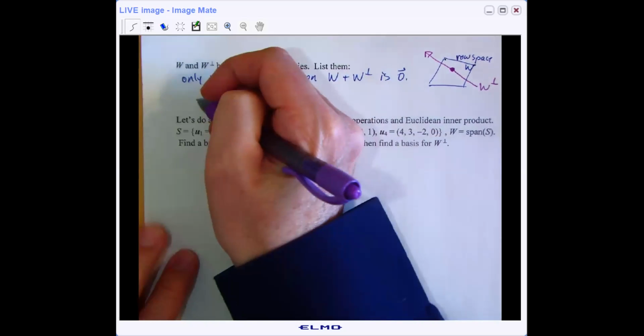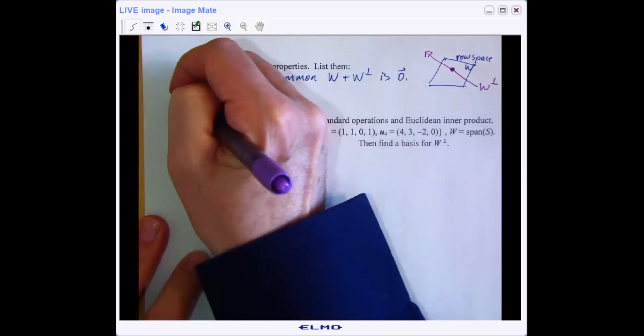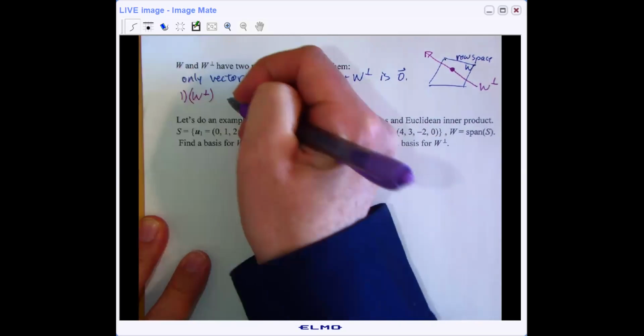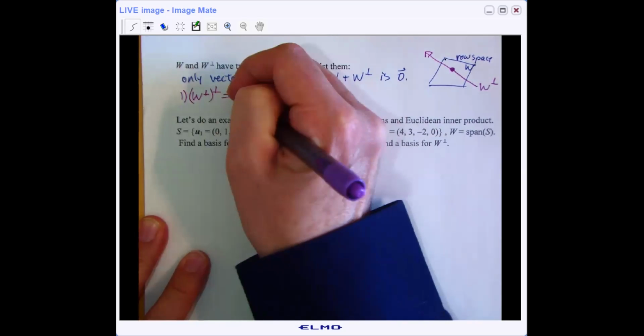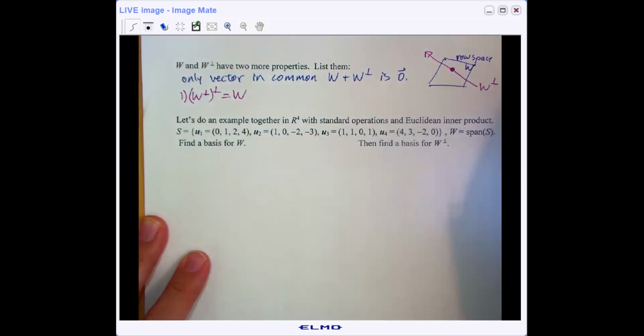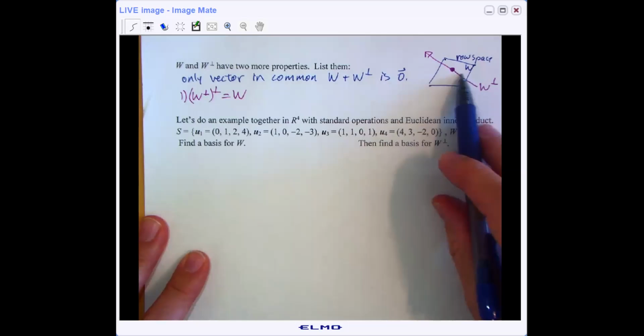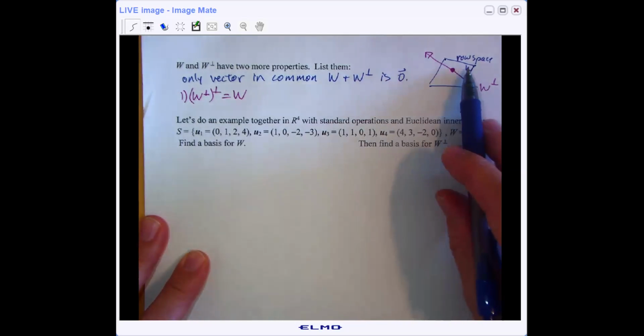And so that's true. Now, it shouldn't be too surprising, but if I do the orthogonal complement of the orthogonal complement, I get back to my original space. So if I find out what's orthogonal to this plane, it's going to be this line. And then if I find out what's orthogonal to this line, it'll be back to the plane.